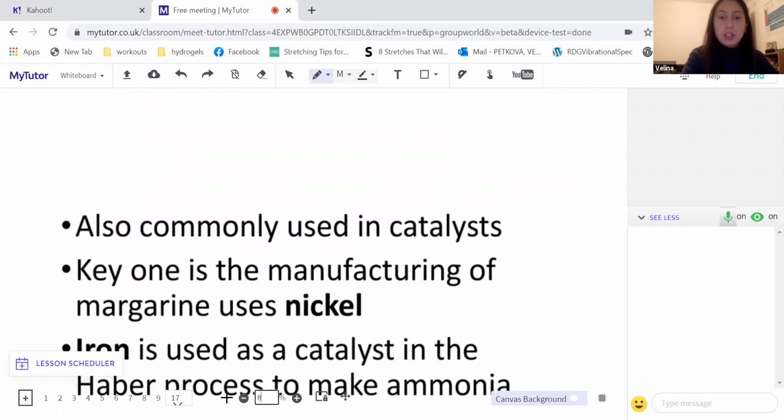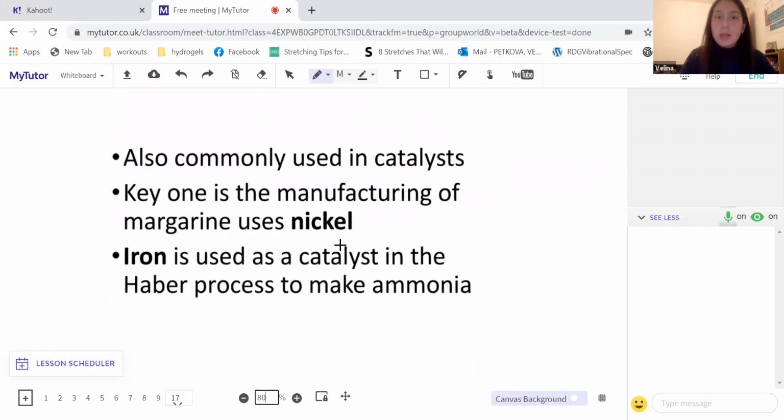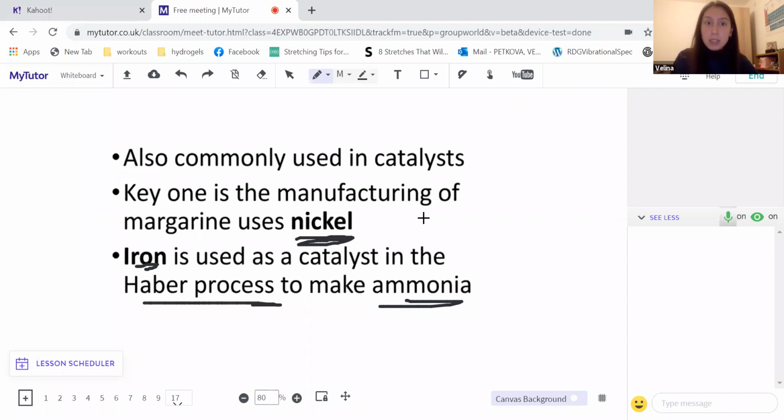Another thing to remember, just another fact about them, is that they're very commonly used in catalysts. And a key one is the manufacturing of margarine using nickel. So it might be good to remember that nickel is used for manufacturing of margarine, and iron is used in the Haber process to make ammonia. Okay, so those are your key things about transition elements. They are catalysts, so they're used in catalysts. They form coloured compounds. They form multiple ions. So ions can have different charges. They're also hard and they have high density. So I'll look at some questions.